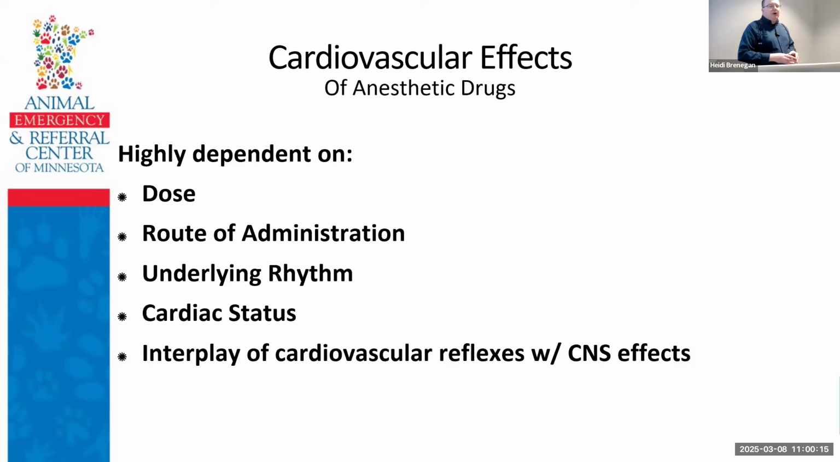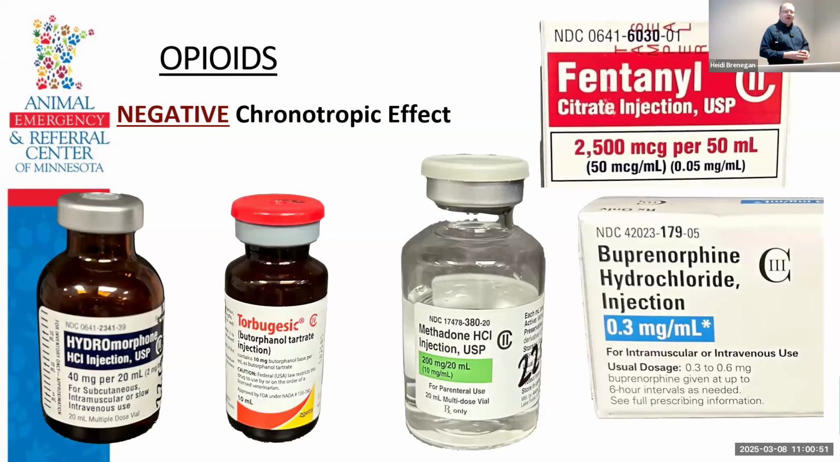The important thing to remember about the cardiovascular effects of any drug is it's highly variable. It depends on dose, depends on how you give it, what route, depends on the underlying rhythm of the dog and the cardiac status of the dog or cat or any animal. And it depends on the interplay of all the cardiovascular reflexes that are already going on. So you can say a drug does this to the heart rate, but it depends on how much and how you give it and what's going on with the dog. I keep going back to dogs, but this applies to all mammals and to some extent your birds and reptiles.